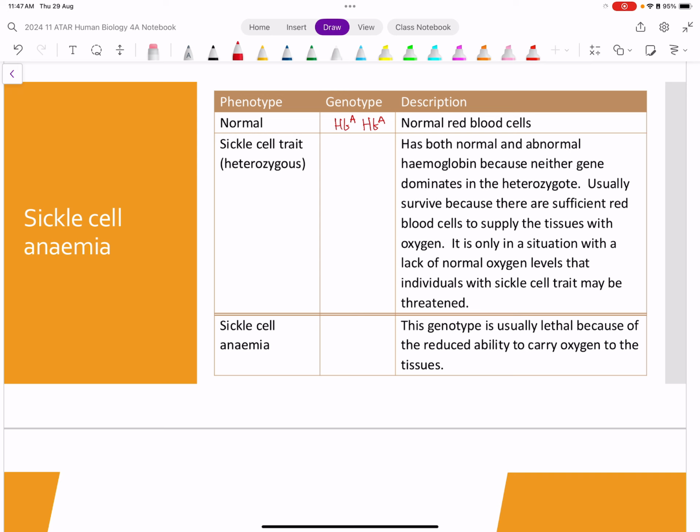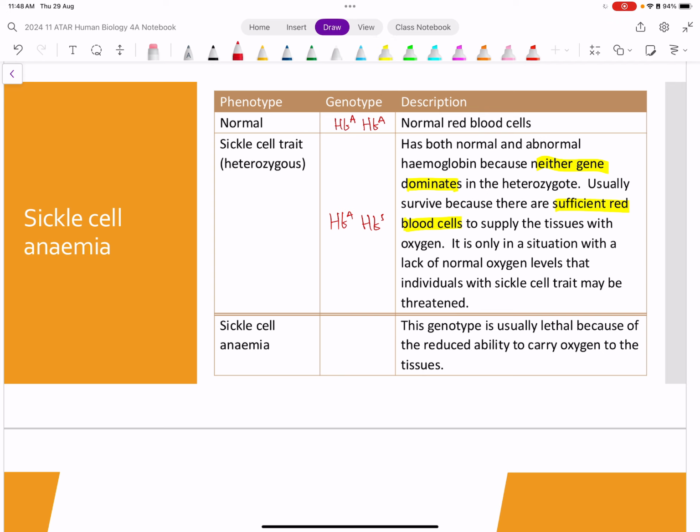In those who are heterozygous for the sickle cell trait, they have both a copy of the normal allele and also a copy of the sickle cell allele. Now, as a consequence of them having both, neither gene in particular dominates over the other. And these individuals usually survive because they have enough red blood cells to supply their tissues with oxygen. So it's only where we might have a lower oxygen level, so maybe hiking Mount Everest, for example, that someone with a sickle cell trait might be at risk of some danger.